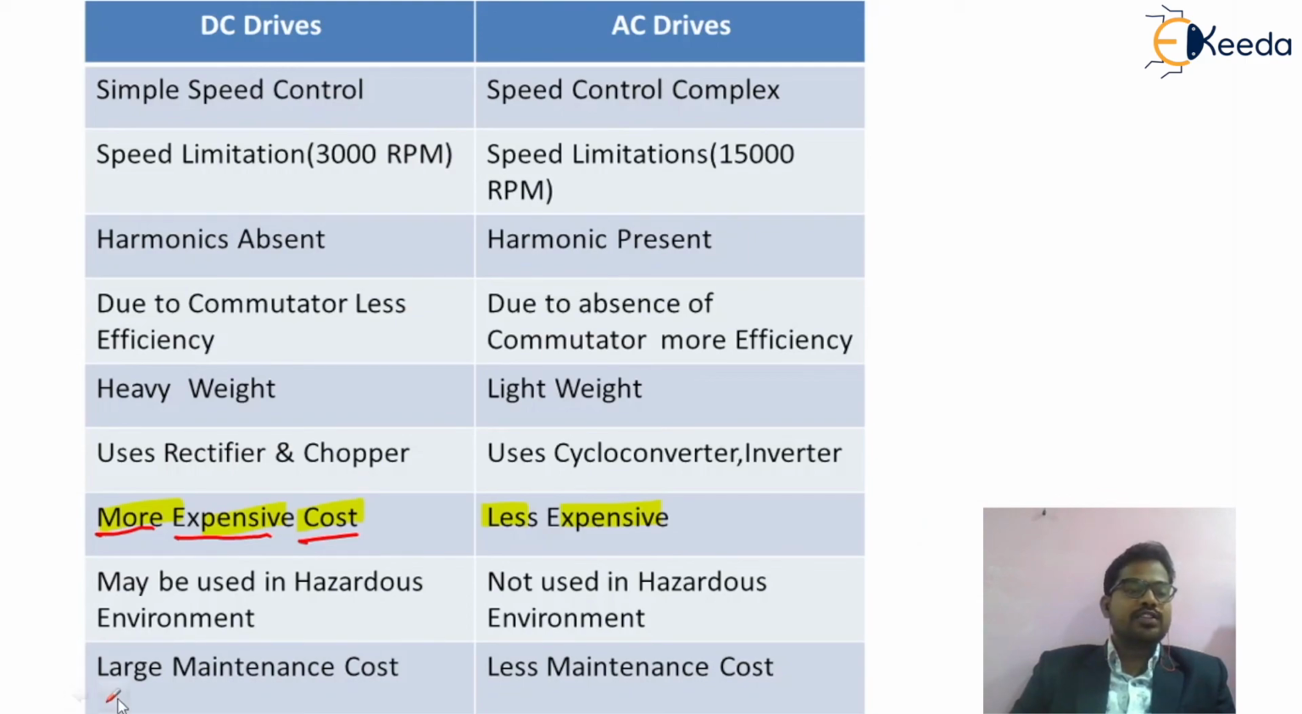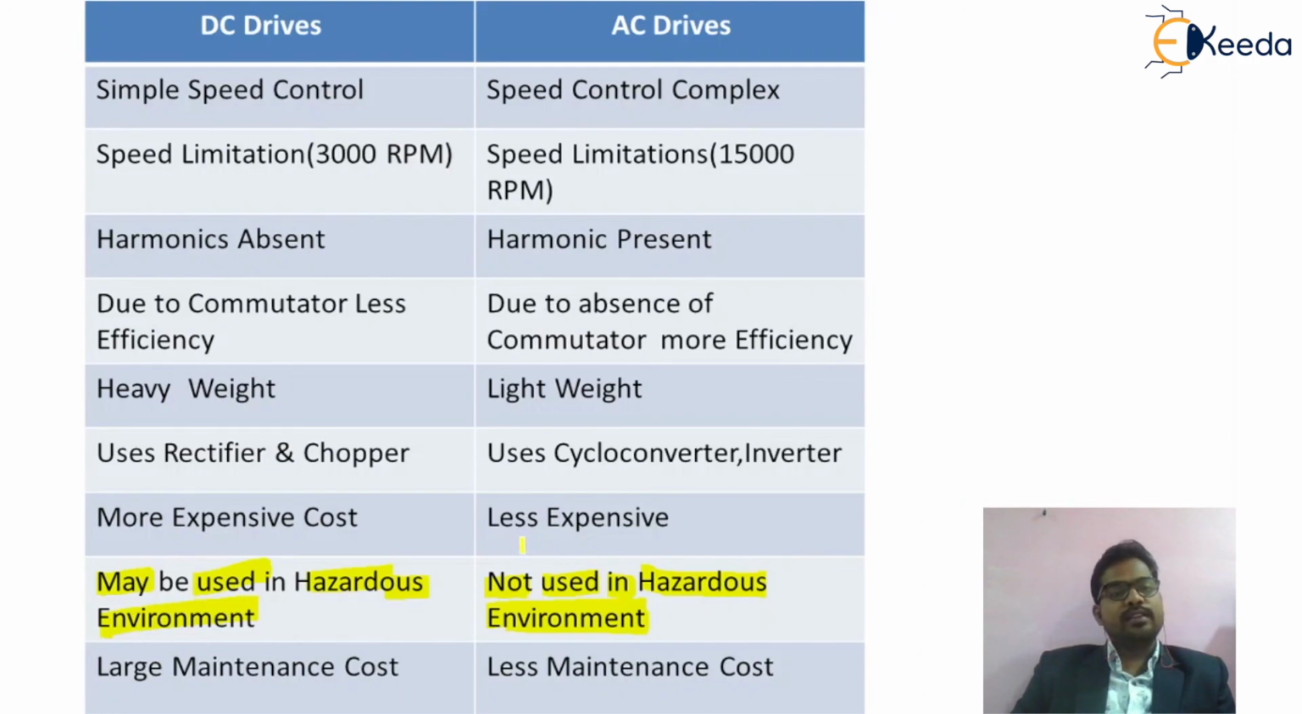Basically, such kinds of DC drives are used in hazardous environments. So the use of DC drives in a hazardous environment may be possible. But in concern with the AC drive, we do not prefer these types of AC drives in various hazardous environments, because the weight of a DC drive is quite large and the size of a DC drive is quite large. So maybe it will be used in a hazardous environment.